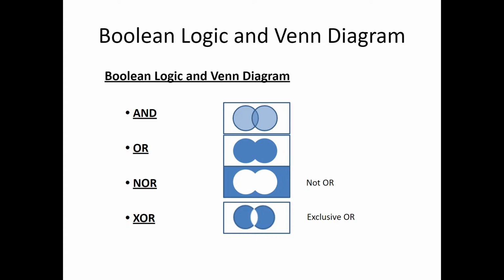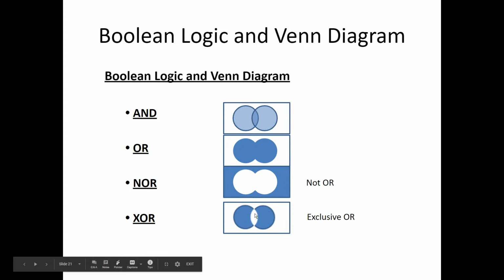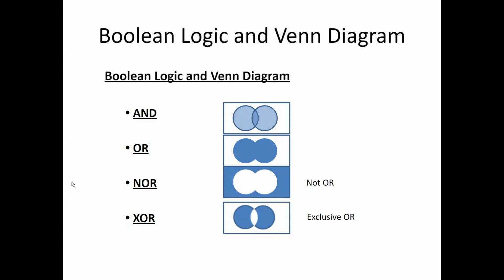And here's Boolean logic being represented in a Venn diagram. We can see this AND over here, and so it's this shaded part in the middle. We have OR over here, and so it can include either one of these two circles. We have NOR, which flips the value, and we have exclusive OR, where it includes everything but the outside and the two overlapping parts.